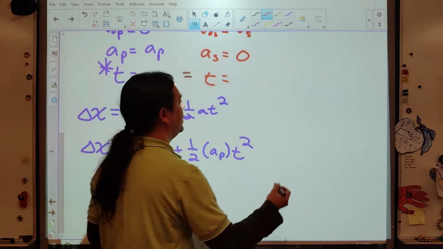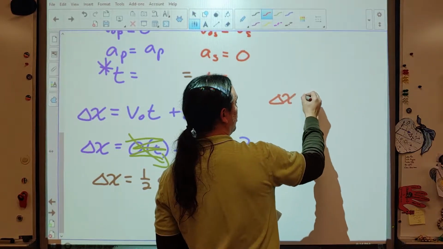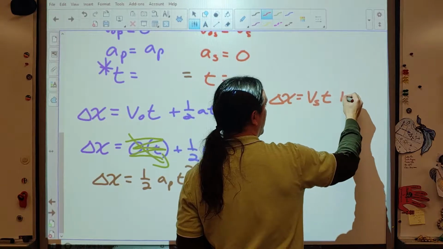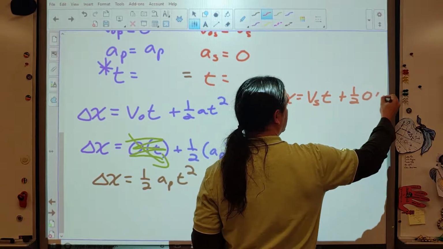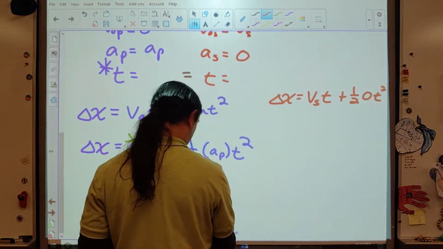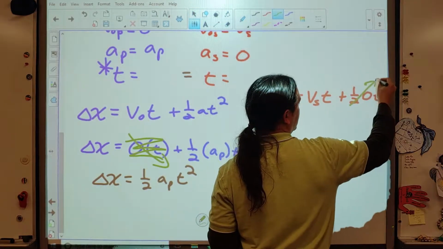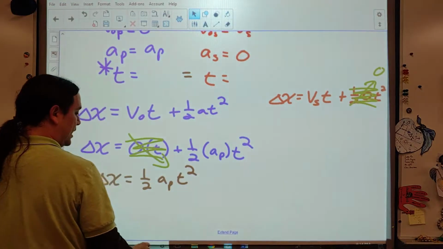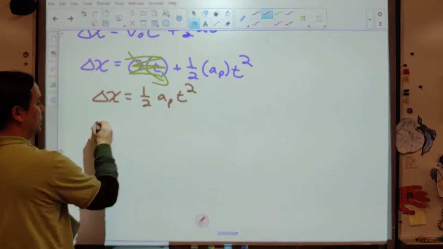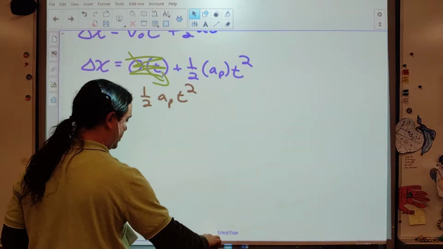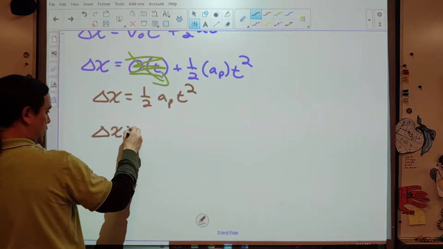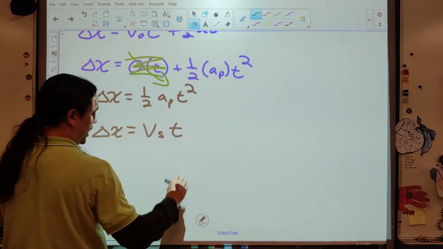We can also look at the speeding motorist using the same equation. Delta x equals our initial velocity, which is v_s times time, plus 1/2 at squared, but the acceleration of the speeding motorist is 0, so that one disappears into a puff of nothingness, and we get another one of the equations that we need, delta x equals v_s times time.